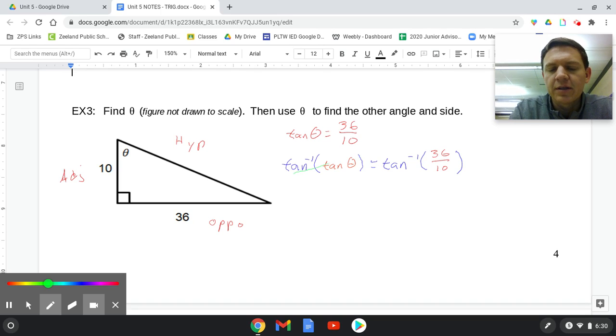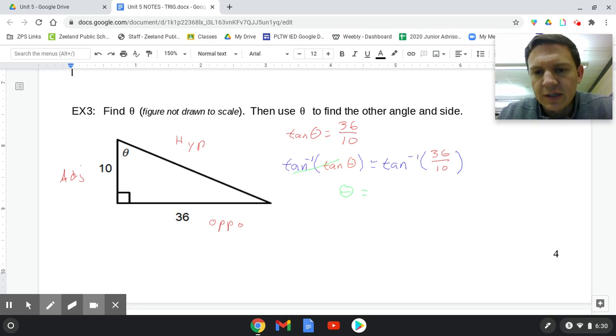So the tan and the inverse tan cancel, leaving me only with theta. And then inverse tangent of 36 over 10. That's what I need. So I'm going to plug that into my calculator. Inverse tangent of 36 divided by 10 gets me 74.47 degrees. Just going to make sure I'm in degree mode. I am. Okay, so let's just call it 74.5 degrees for now.